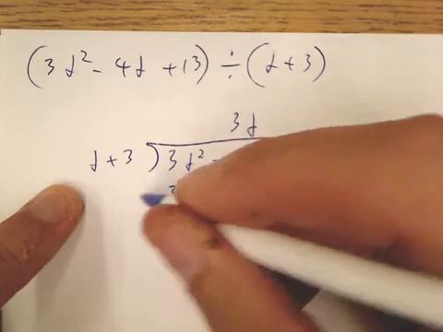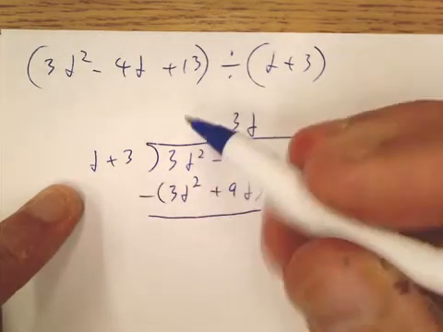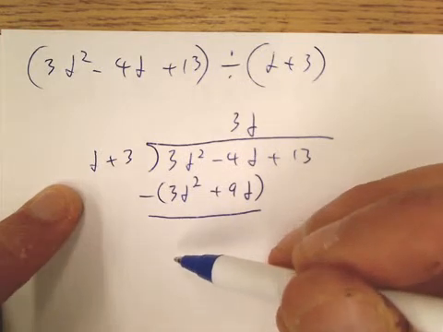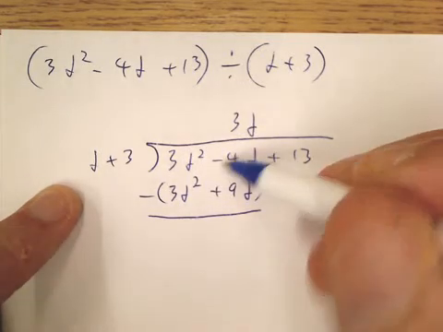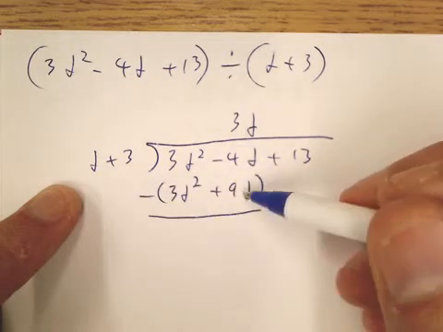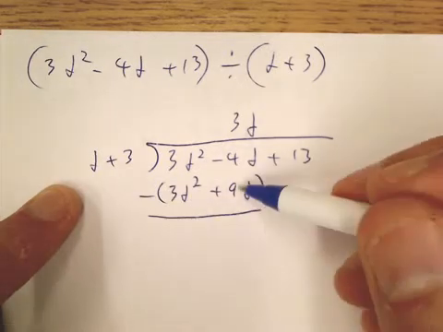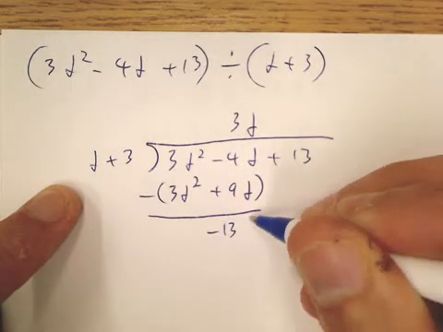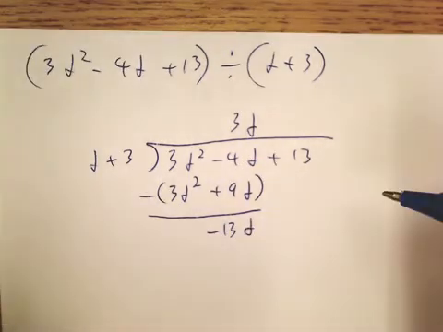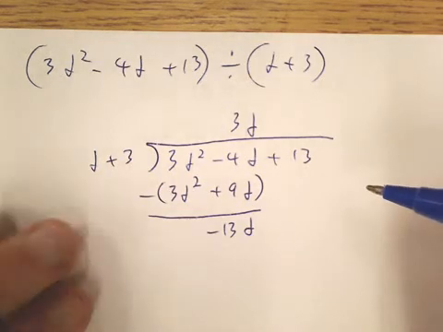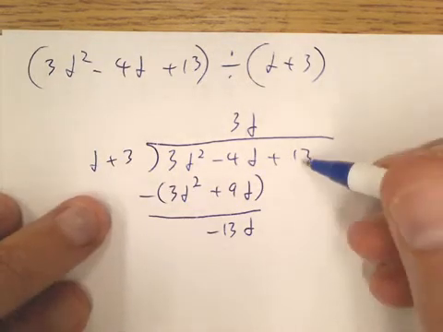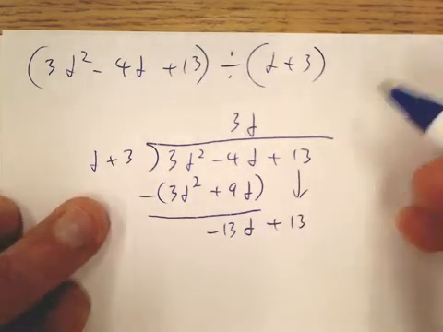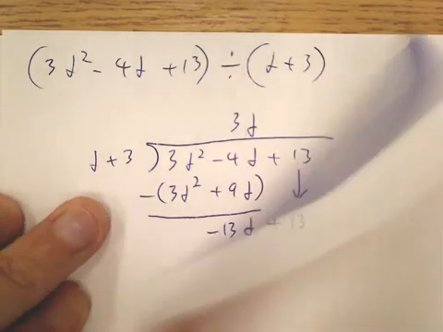Okay, now remember the next step here is to subtract. So 3 minus 3 is 0. That cancels out. That goes away. That's good. And negative 4 minus 9, the subtraction is tricky. Negative 4 minus positive 9 gives me negative 13d. Okay. Bring down the next term. Beautiful. All right, let's look at the next thing.